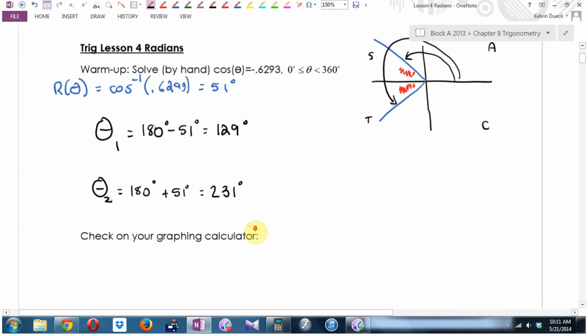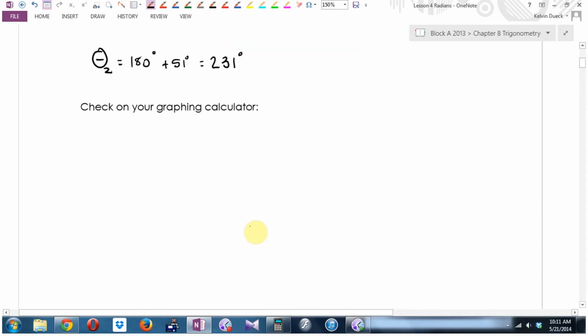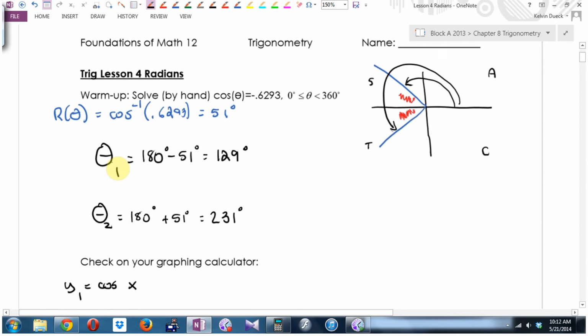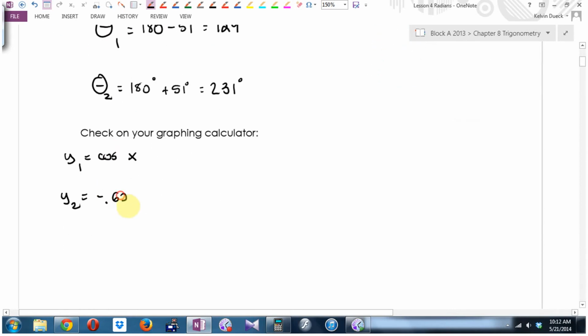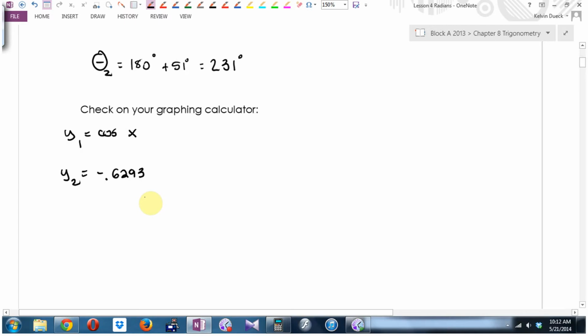Check on your graphing calculator. Now, how did you check on your graphing calculator? We said this. You're going to graph y1 equals cos x, because that was the trig function, and you're going to graph y2 equals negative 0.6293. And we said when we graph both of those, the answer is where those two graphs do what? Do you remember? Intersect.